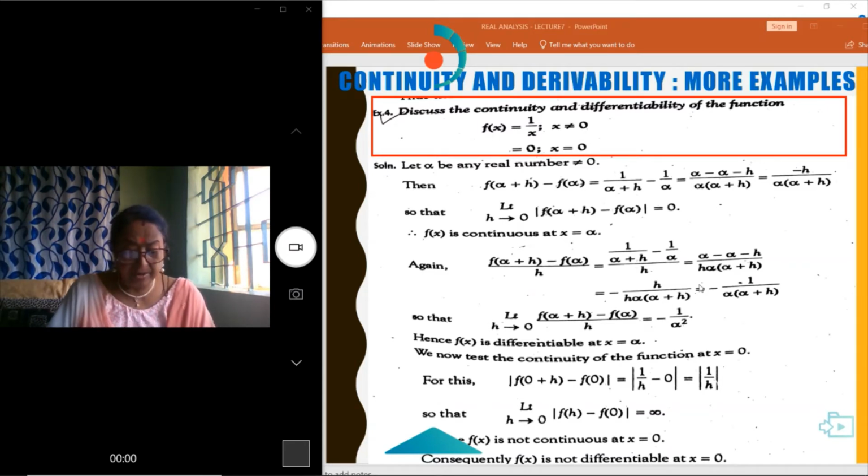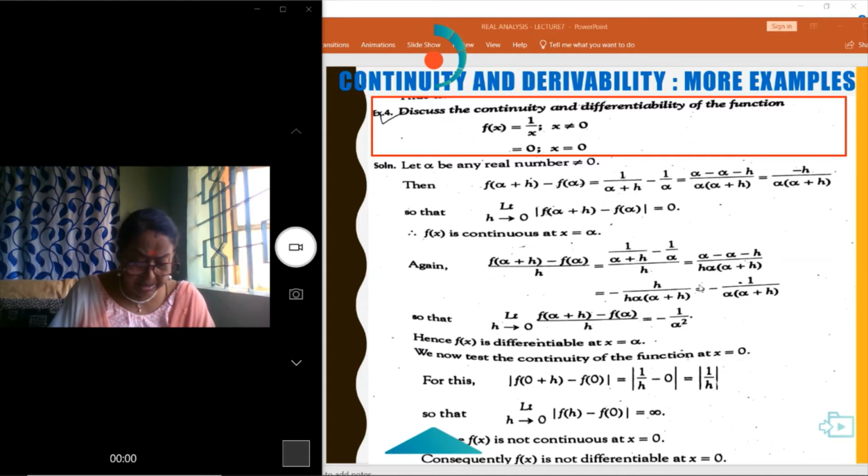Again, for differentiability, [f(alpha + h) - f(alpha)] by h, then substituting the values in, we get, and after putting h equal to 0 we get -1 by alpha square. Hence f(x) is differentiable at x equal to alpha.